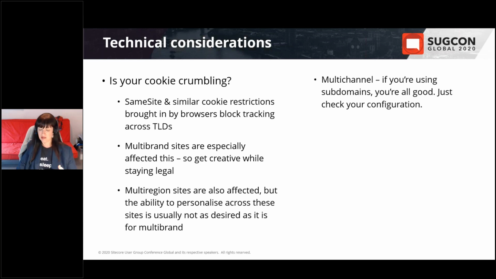Multi-channel, if you're using subdomains such as shop.brand, business.brand, portal.brand, etc., really you're all good, but you just want to make sure that the configuration has been done right. The guide has a really helpful explanation of that. You want to talk to your devs, again, collaborate across teams, to make sure that they've got it set up right so that you are going to be able to personalize from one site to another. And then if you're multi-segment only, then pretty much you're all good. Don't worry about it.